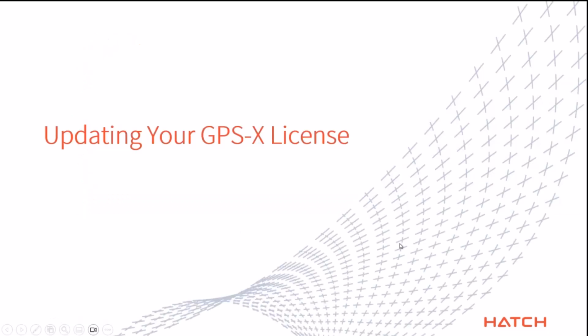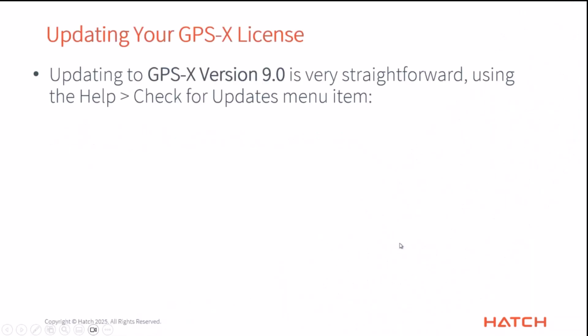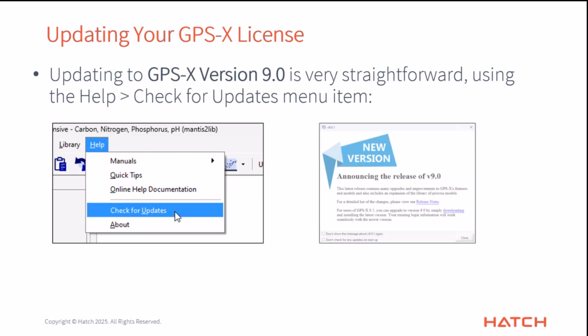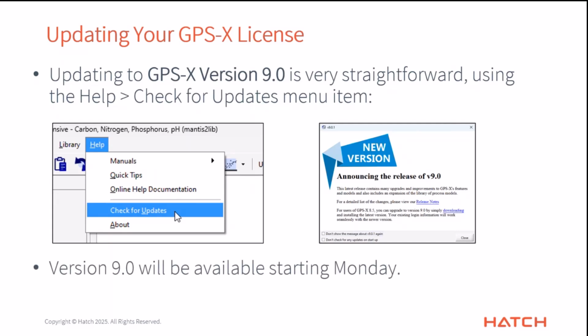Okay, so let's talk about how you can get the new version. Unlike previous versions of GPSX that required you to get a new key code and so on, it's actually very straightforward now under our new licensing system. Basically, when you start GPSX, there is an update option. It's available from the help menu. You can say check for updates. If you do this next week, you will see an announcement of the release of version 9.0. It has the instructions of what you need to do, and a link that will take you directly to the place where you can download the installation software. We're going to make it available starting Monday.